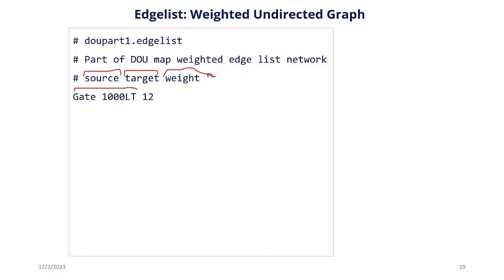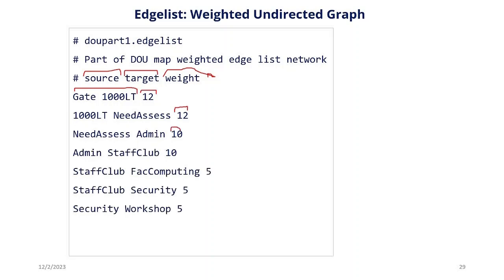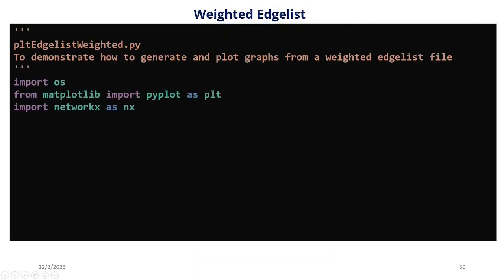This is the edge between gate and 1000 lecture theater. The weight is going to be 12. For the second one, the weight is also going to be 12. For the third one, the weight will be 10. So the road size is getting smaller. It depends on what you want to do. You can make it big, 100, whatever, as much as you can. So let's see the Python program for that. We'll call this program plot_edgelist_weighted.py.